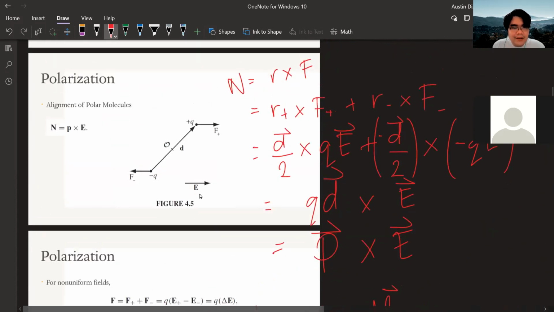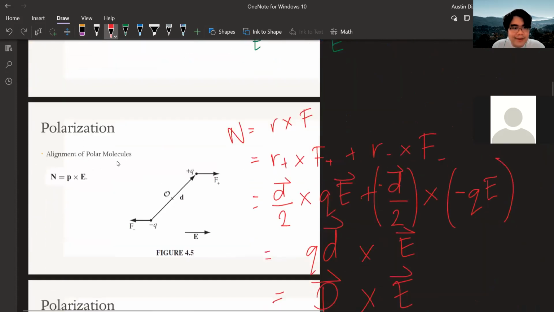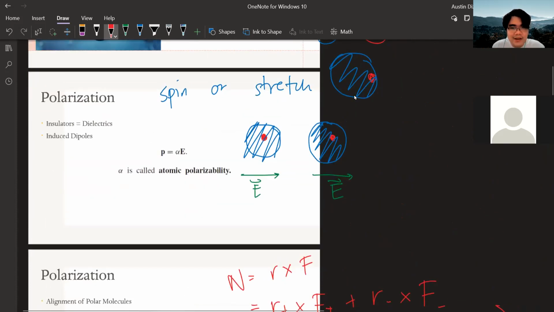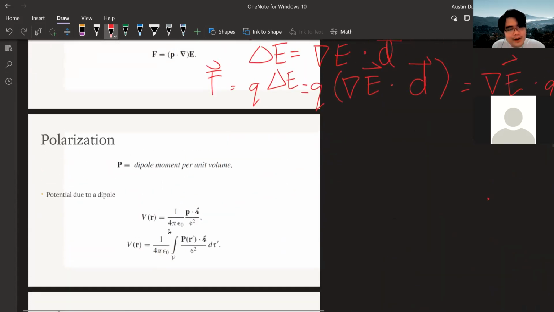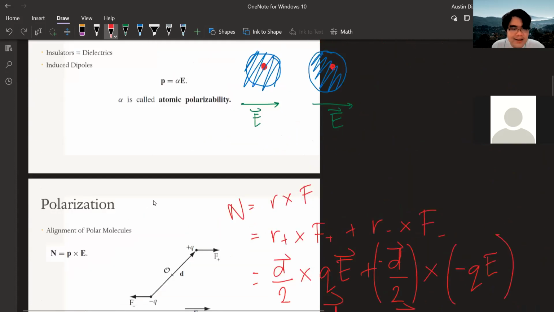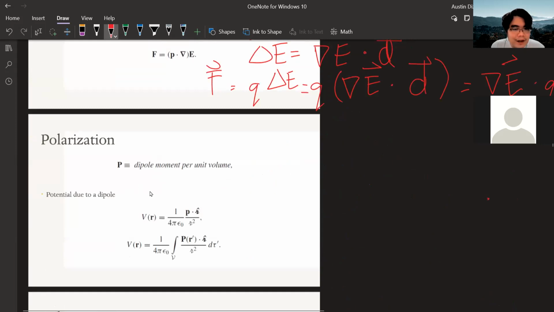Okay, so meron tayong again, meron tayong stretching tsaka spinning. So yung spinning is yung alignment. Yung stretching yung nagiging dipole. Okay. What we want to do, of course, is to calculate the electric field or the potential in matter. So let's for now, let's define a variable P, capital P, which is the dipole moment per unit volume. Okay? Let's do that.